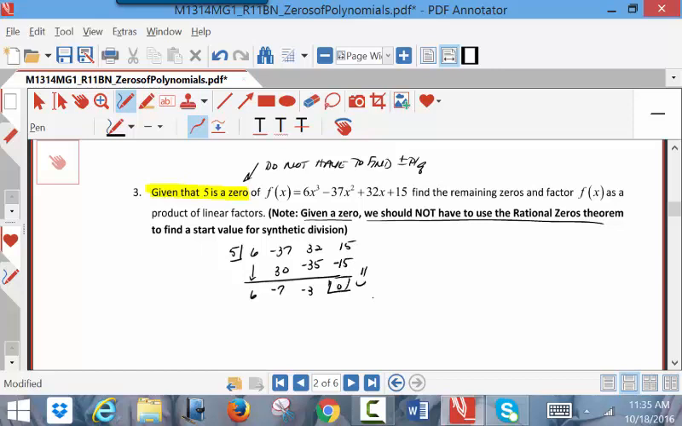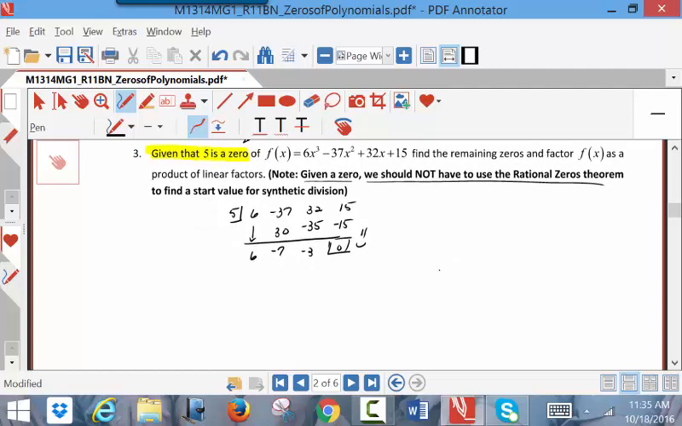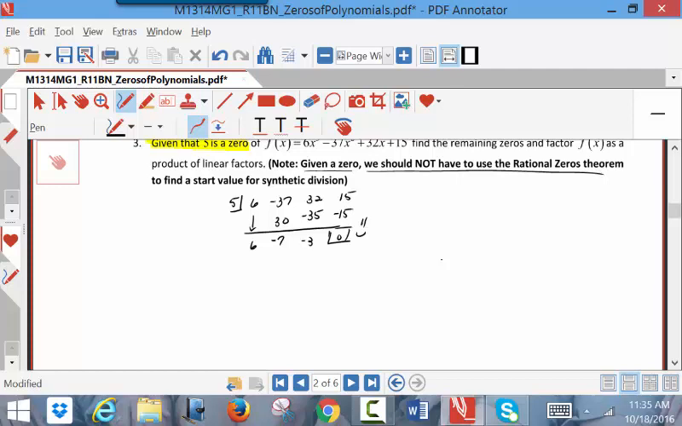Add. This was supposed to happen because they told me that that number was a 0 of the function. All right, so that's good. So now I'm supposed to factor this thing. So this factors now into an x minus 5 from the 0. And what is the other polynomial that's going to sit here? 6x squared minus 7x minus 3.